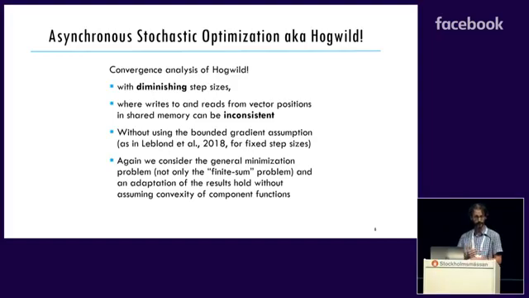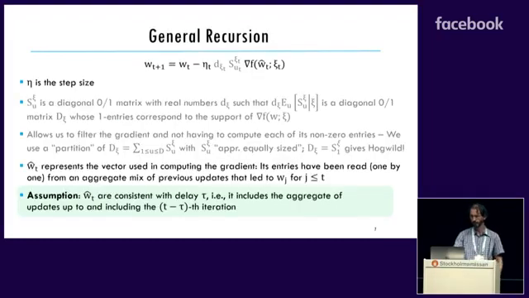So our analysis again does not use the bounded gradient assumption, and we note that Leblond and others in February 2018 wrote a nice ePrint that talks about analysis of Hogwild with fixed step sizes, also without a bounded gradient assumption. We consider again the general minimization problem, and an adaptation of our results again holds by replacing L by L times kappa if we do not assume convexity of the component functions. So what are we looking at?